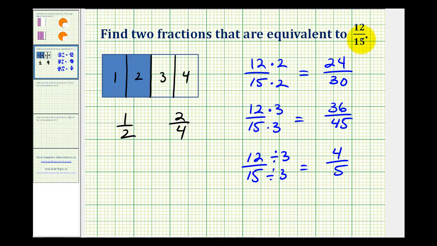So I know this question only asks for 2 equivalent fractions to 12/15ths, but we just found 3. 24/30ths, 36/45ths, and 4/5. But of course we could find as many equivalent fractions as we wanted to.